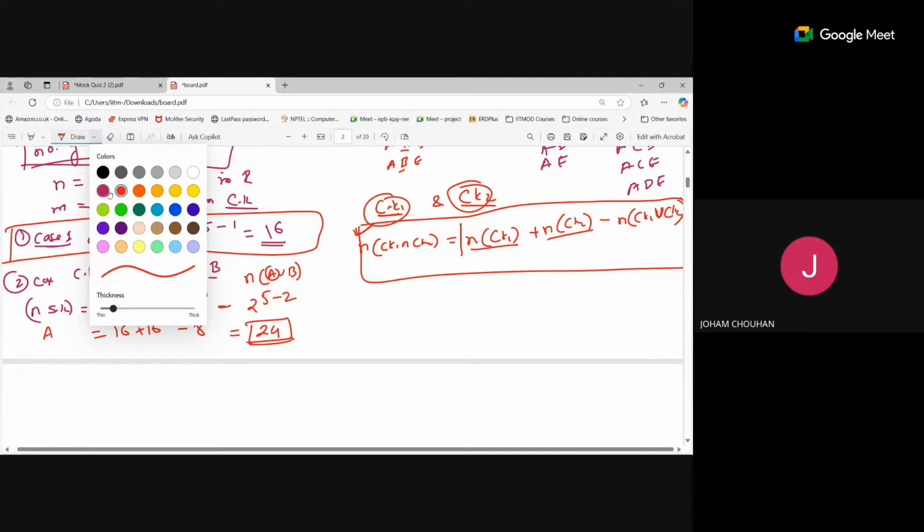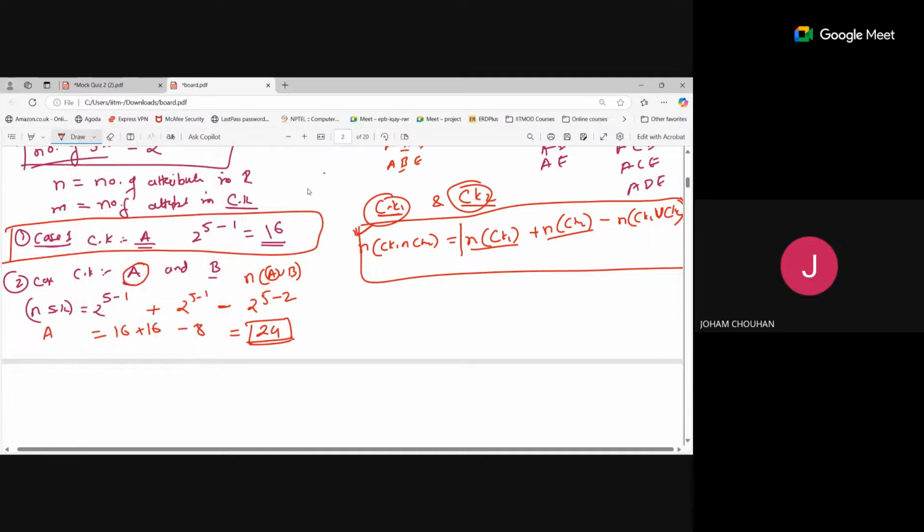One question here. In case 2 you have taken A and B separately. If we have AB together as one candidate key, do we apply the second formula or the first one? If only AB is the candidate key, then only one key is there, so in that case 2 to the power 5 minus 2 will be there. Okay, that's fine.